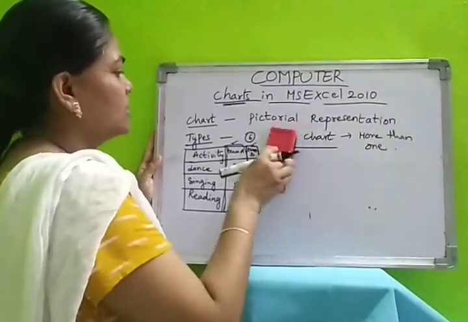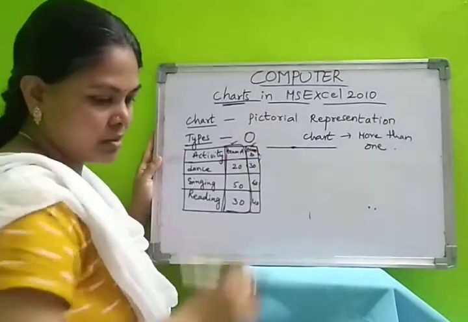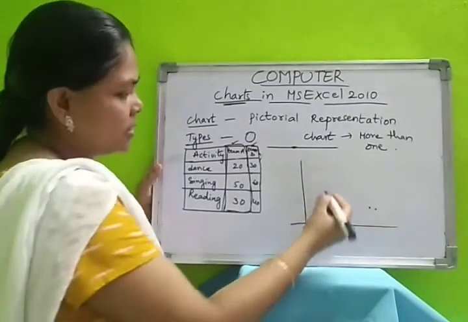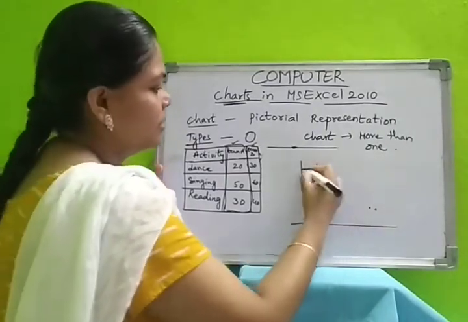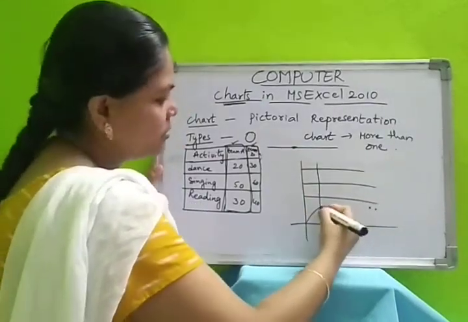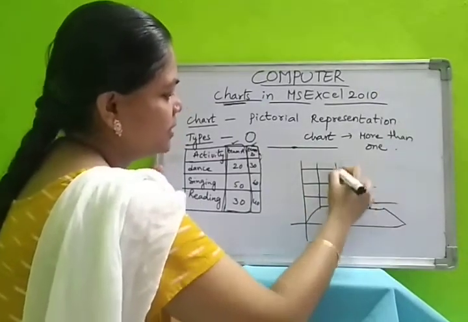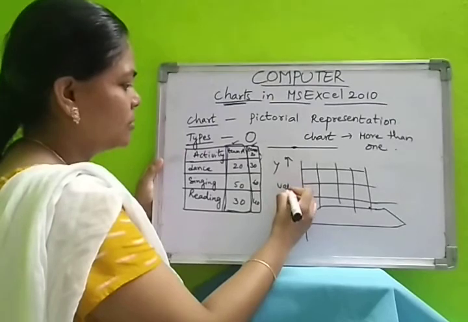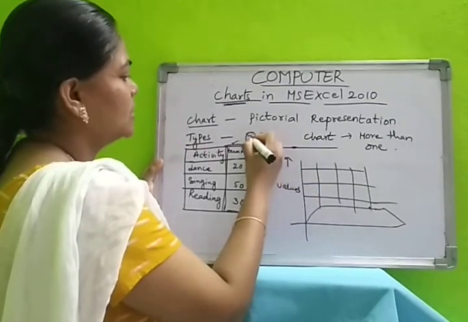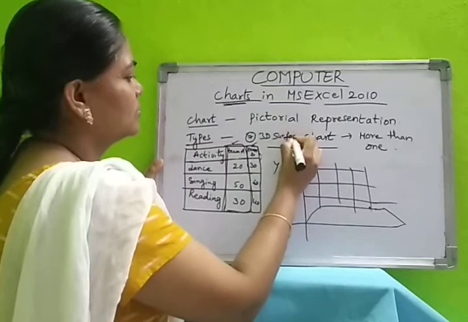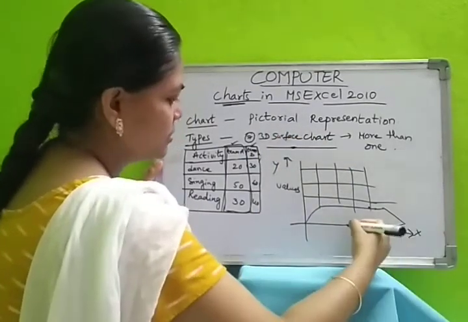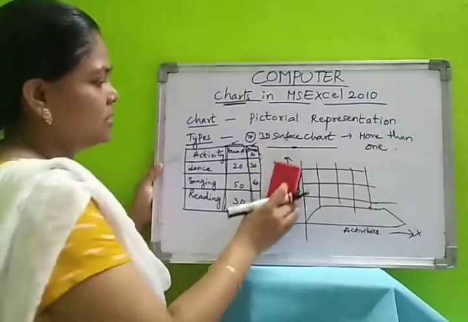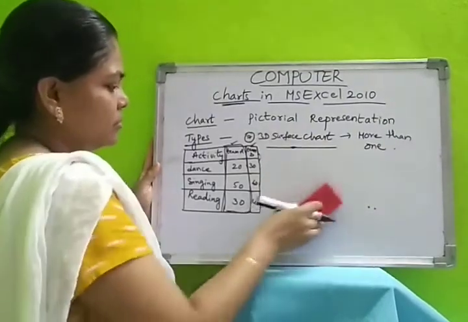Next, the seventh one is the 3D surface chart. The same for this also, but in 3D form. Like this it will display, in this 3D format it will display the chart. So on the y-axis the values, and on the x-axis the activities. It will take the activities. Okay. So like this the chart will be drawn.